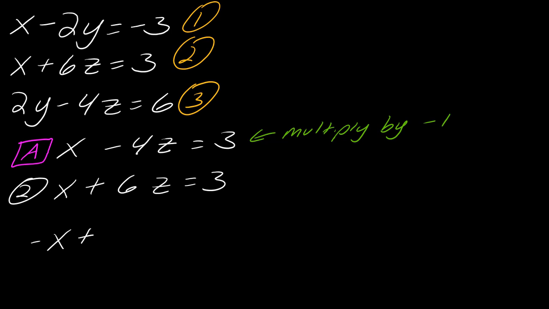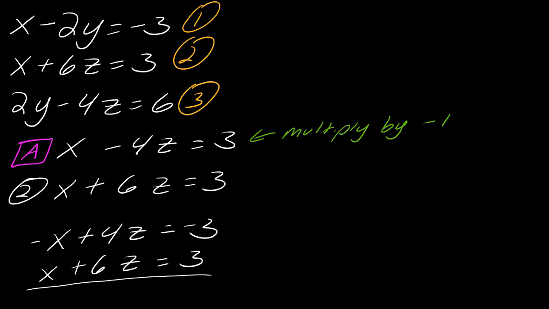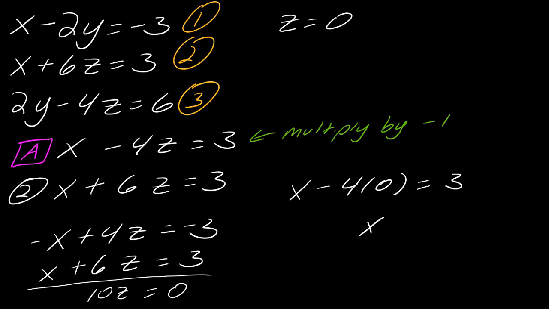So now I've got -x plus 4z equals -3, and then x plus 6z equals 3. So now if I just add straight down, I'm left with 10z equals 0. And if I divide both sides by 10, I'm going to get that z just equals 0. Okay, so now I can go ahead and solve for the x in one of these equations. So let's see, I will plug this 0 into this A equation. So this is going to be x minus 4 times 0 equals 3. So this really just comes out to x equals 3. So I have x equals 3.